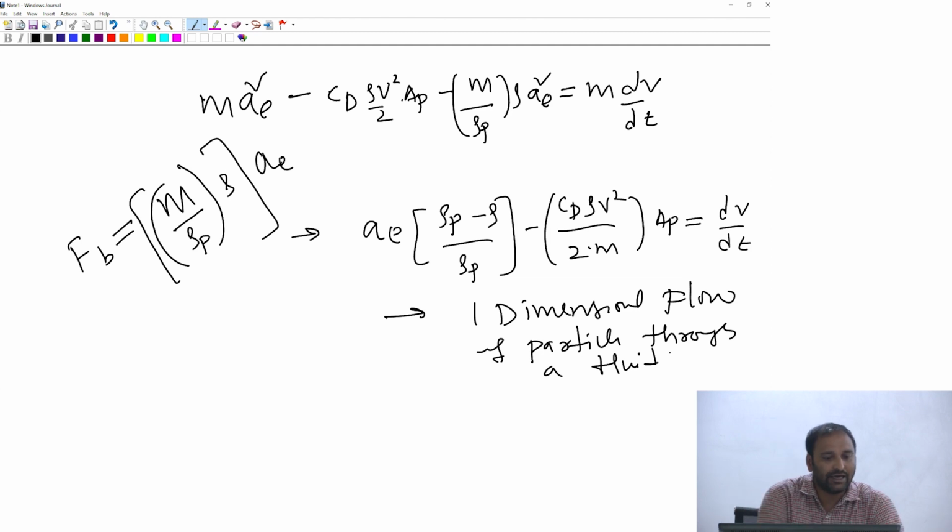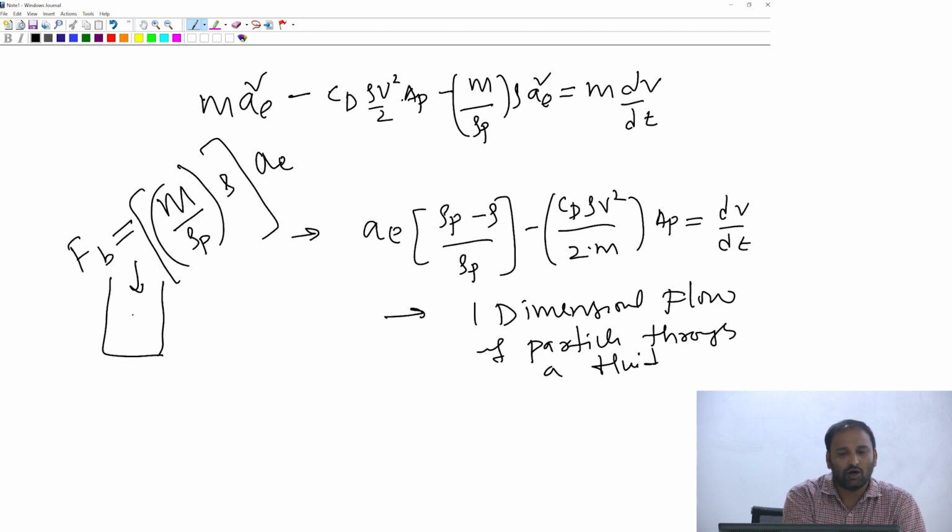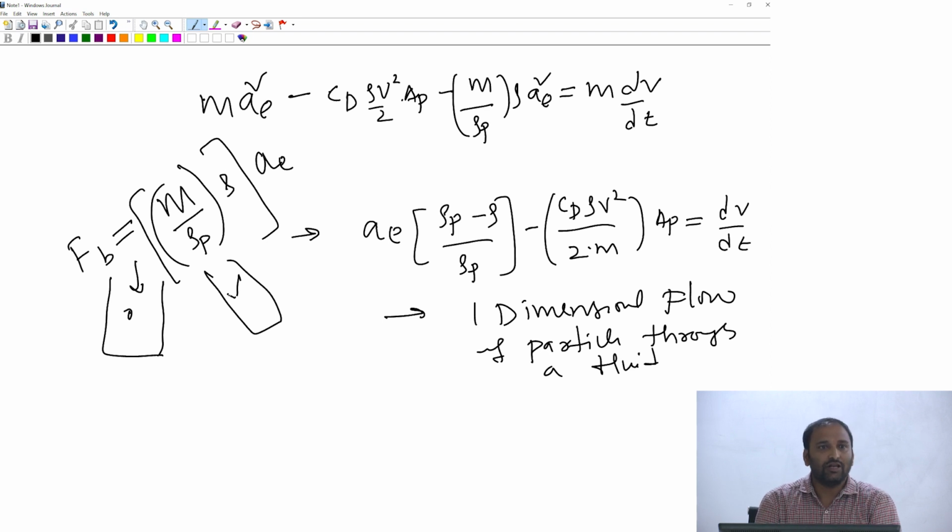You could have a simple case where, instead of having a particle settle in a column of fluid like this, I tilt the column itself, and the particle is still settling under, say, the action of gravity. Then the direction of motion will not be parallel to the direction of the external force and the buoyancy. In such cases, your particle will not move in a one-dimensional fashion. It could be moving in a two-dimensional or three-dimensional fashion, depending on the kind of problem you're working with.